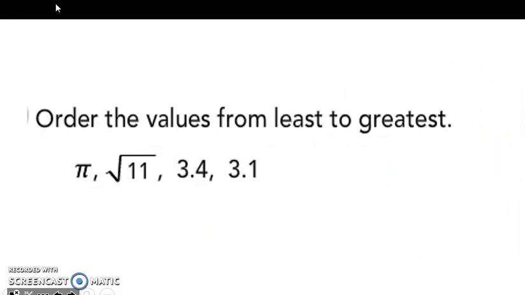All right, let's look at another one. Order the values from least to greatest. So the first thing you always want to take note of is how they want you to order them. So we need the smallest numbers first. So we're going to evaluate these. So let's evaluate the value of pi. So we get 3.141. Square root of 11, we get 3.316.